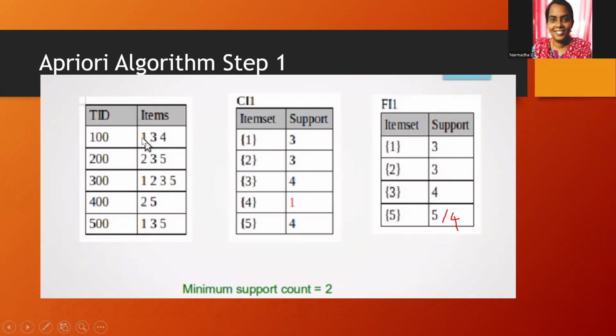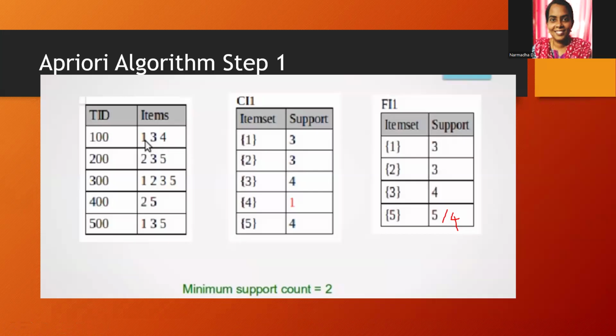So what are all the items that are purchased in every transaction? The first transaction has 1, 3, 4. These represent different item sets. It could be anything: book, pen, iPod, whatever it is. So these are all the set of items that are purchased in the first transaction. From this, we are generating candidate 1 item set. So what is candidate 1 item set?